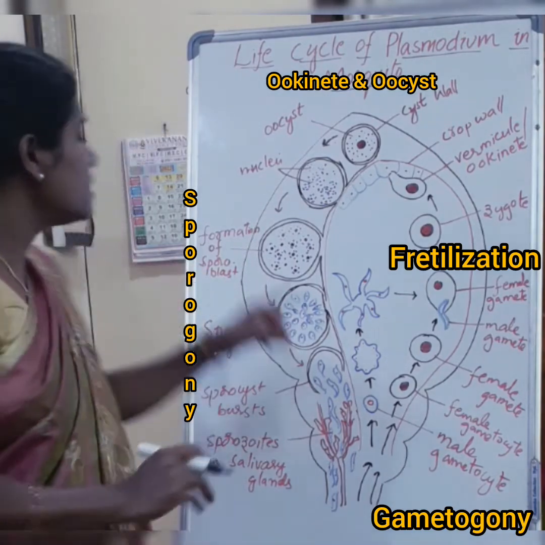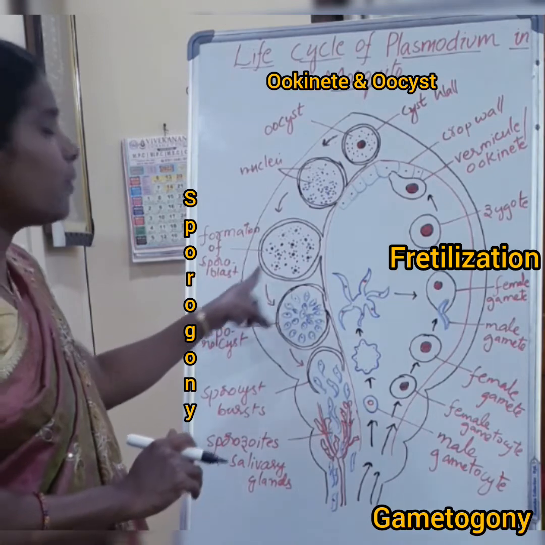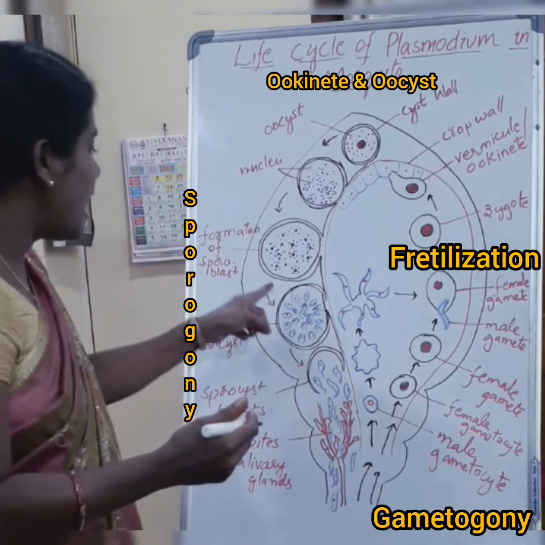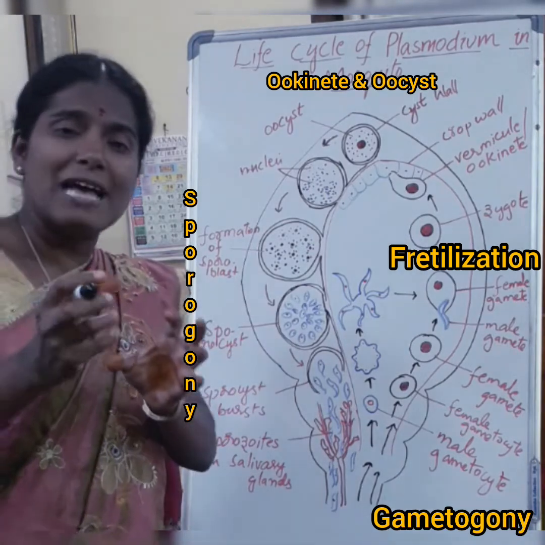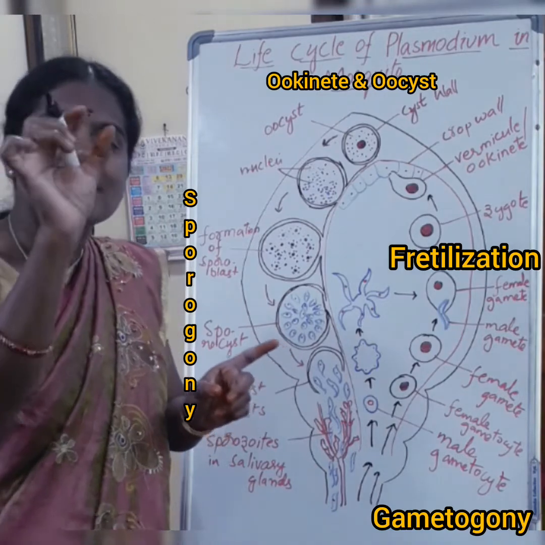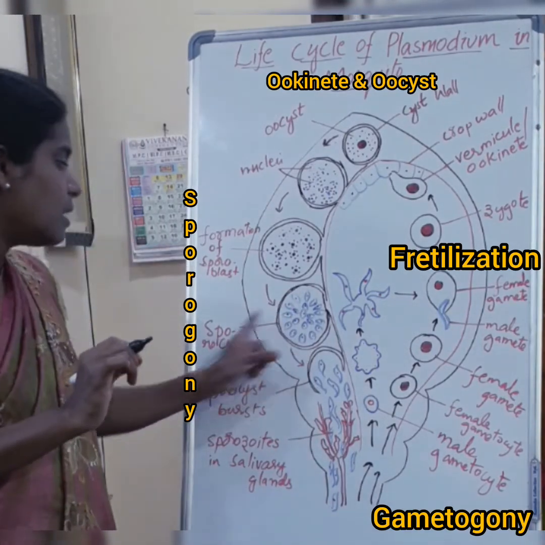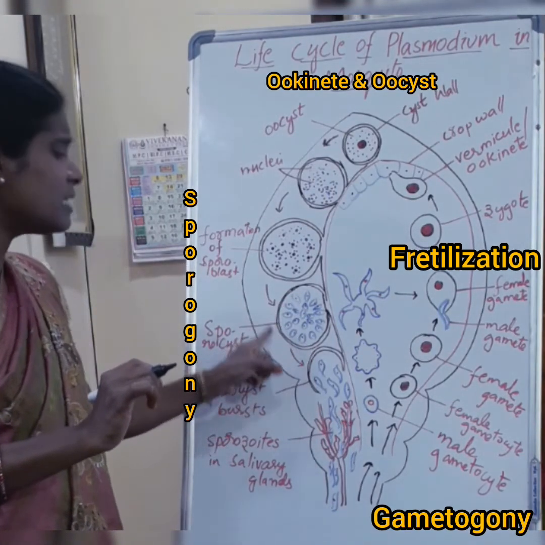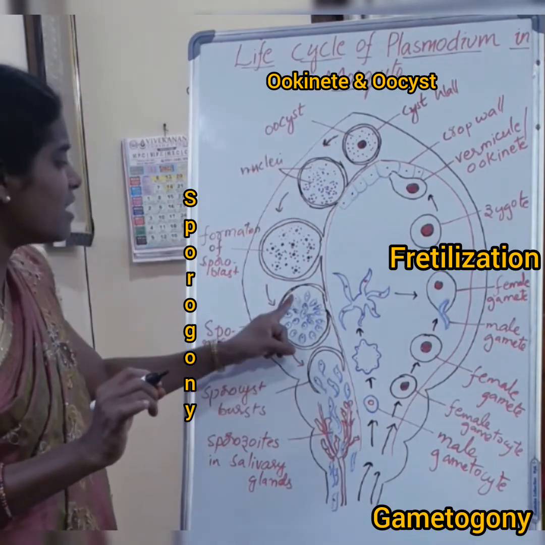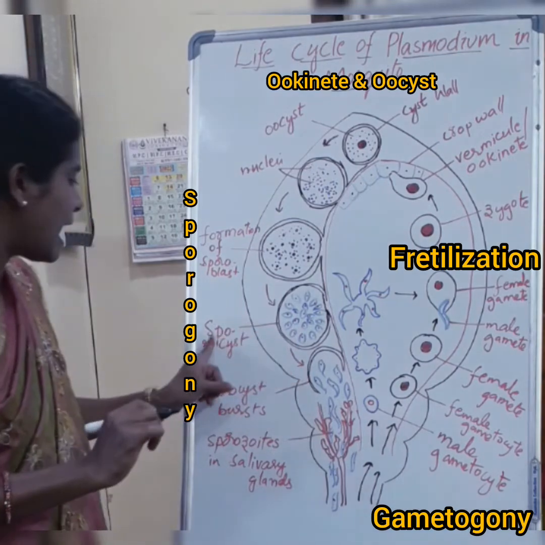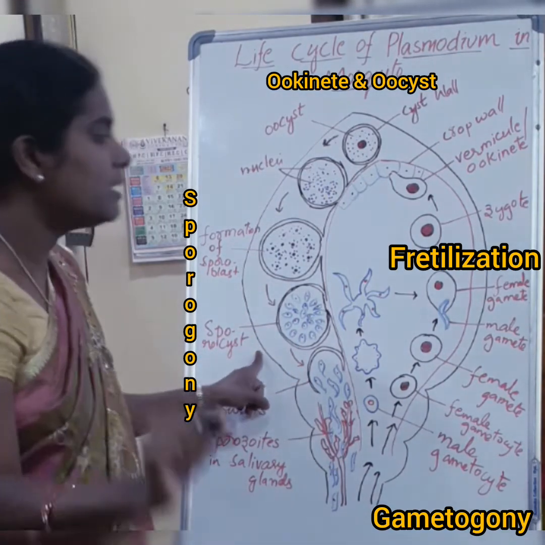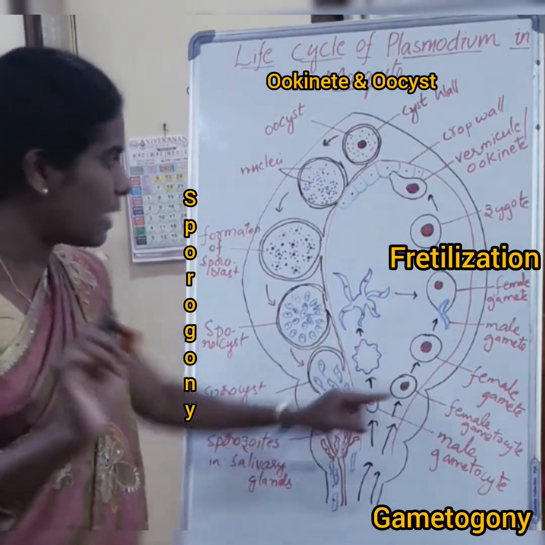In the sporoblast, the nucleus undergoes a number of divisions and is surrounded by a bit of cytoplasm, and the nuclei transform into sickle-shaped structures called sporozoites. Here the oocyst with a number of sporozoites is called a sporocyst. The technical terms are very important, students. So once again I'll explain overall.